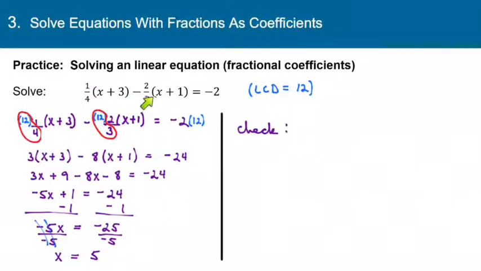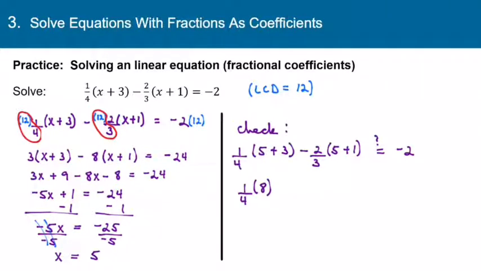So we'll just put our positive 5 back inside the original equation. So 1/4 times 5 plus 3 minus 2/3 times 5 plus 1 is supposed to be equal to -2. Let's work the addition inside each pair of parentheses. 5 plus 3 is 8, so we're going to get 1/4 times 8 minus 2/3 times 5 plus 1, which is 6. And now let's simplify.